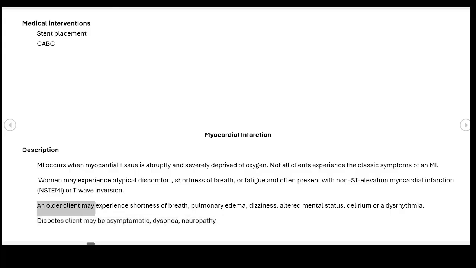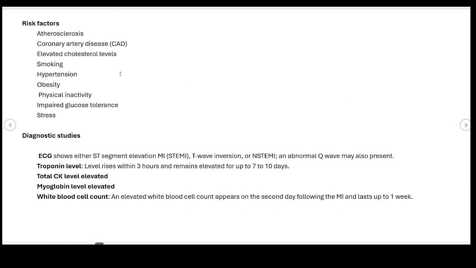And then with older clients, they'll be confused, they'll have shortness of breath, pulmonary edema, and also delirium. With women, they'll be complaining of shortness of breath, fatigue, and when you look at the ST segment, it will not be elevated, so you'll have NSTEMI. Other than that, apart from these conditions, when somebody's having a chest pain, when somebody's having myocardial infarction, they will have those cardinal symptoms that we talk about for angina, they will have all of them as well.